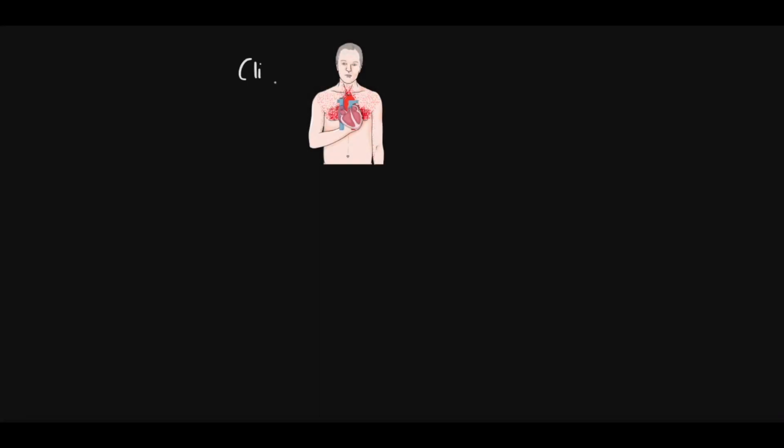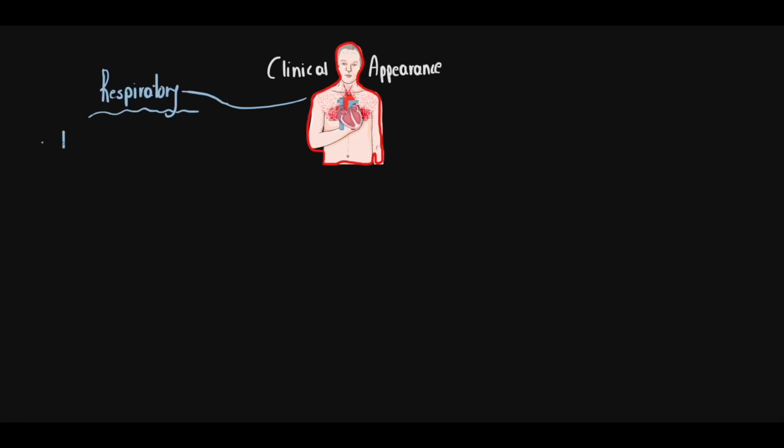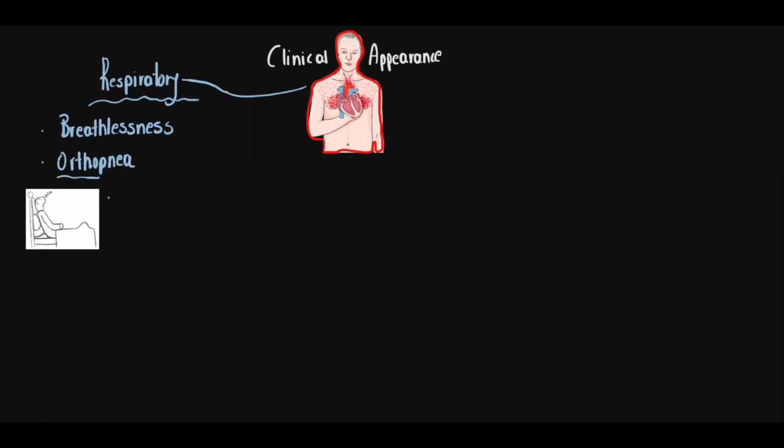The clinical appearance of a patient with heart failure, as we can see right here, includes, first of all, respiratory manifestations such as shortness of breath and breathlessness, orthopnea, and finally, paroxysmal nocturnal dyspnea, which happens when the patient is sleeping and suddenly wakes up battling to take a breath. Of course, the heart is connected to the lungs. This is why the first clinical symptoms are respiratory.